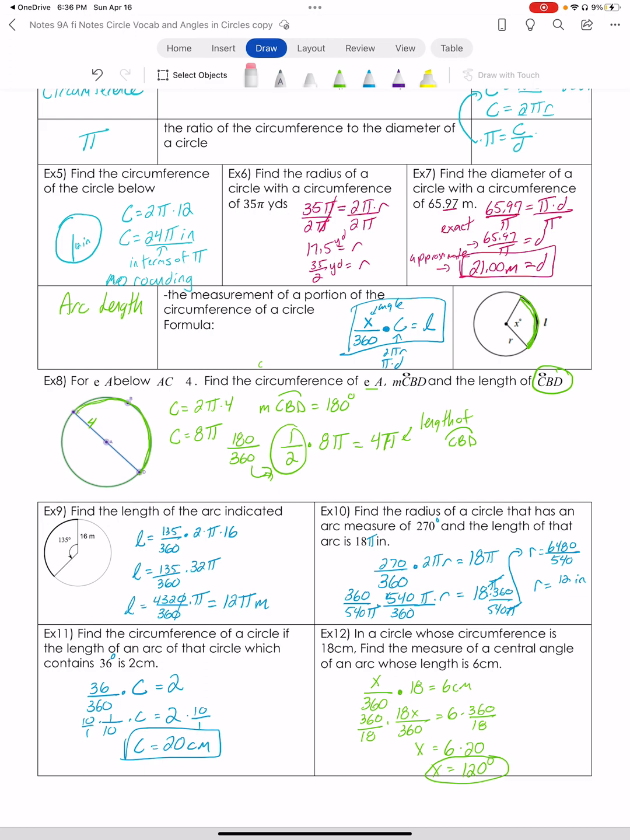And so there you go. That's how you do it. So arc measure is just the angle. You can just look at it. Arc length is a little bit different. It's a little bit more complicated.